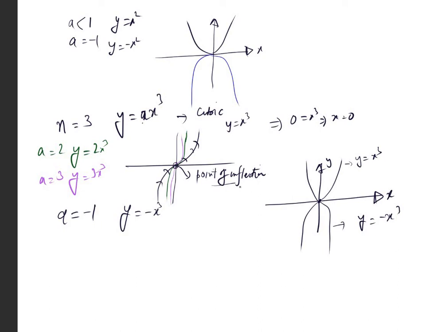Now we'll talk about the last point here, which is n equals 4. So when n equals 4, my equation is y equals ax raised to the power of 4. Now this is a quartic. Quartic is very similar to quadratic, where quadratic is more like this.